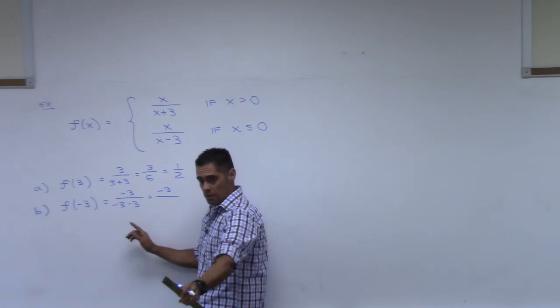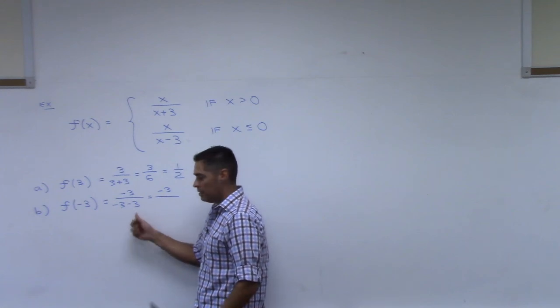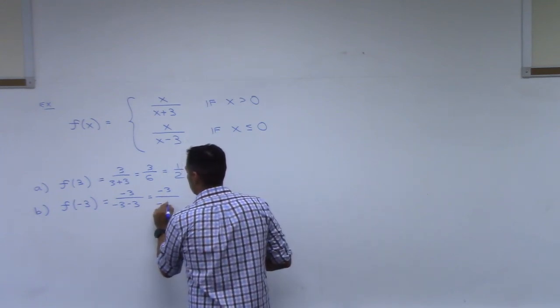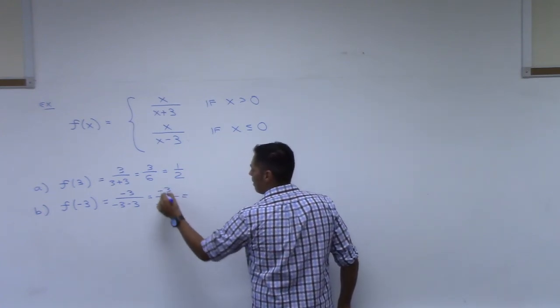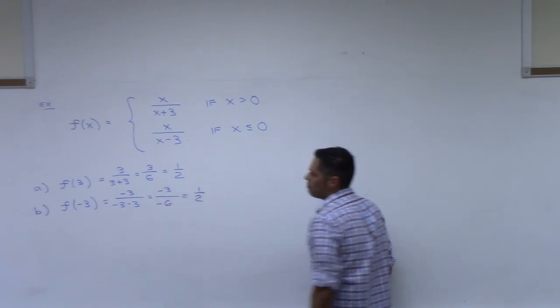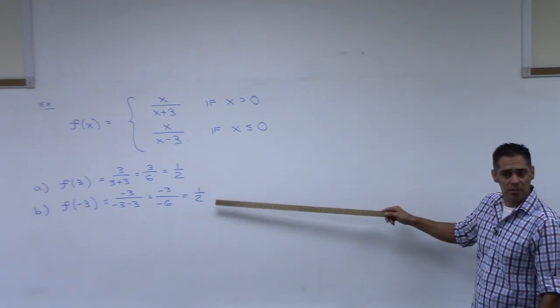Hold up. Negative 3, this is what we were talking about? Yes, remember that? Negative 6, there you go, okay? So 1/2. Negative divided by negative is positive, so 1/2. Again, kind of coincidental that these are the same answers.